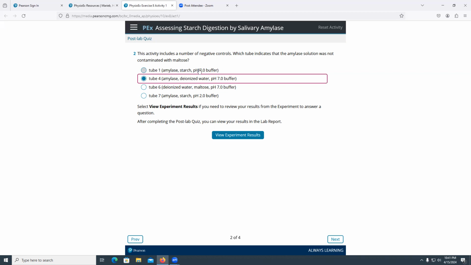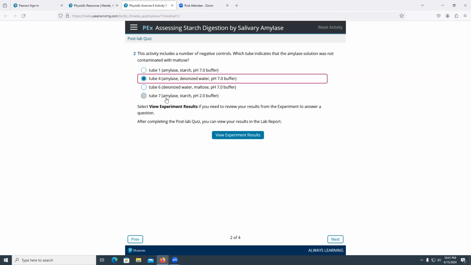But if the case was tube 1, that means I have amylase and starch. Then definitely I can never tell if I had a contamination because I have the reactant. So it's definitely not 1. Deionized water and maltose: if I have maltose, the reagent will turn from blue into green. So definitely not 6.